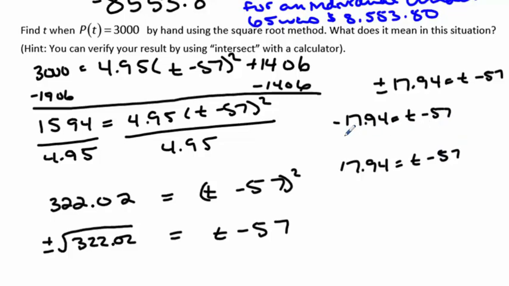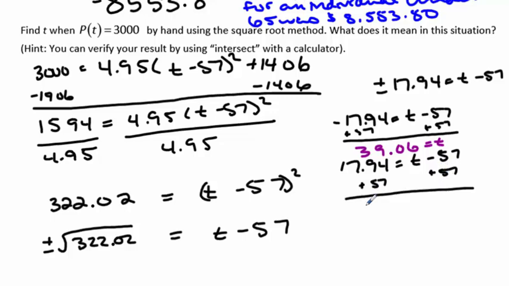When you add 57 to both sides, in the first one we get about 39.06 equals t, and in the second one we get about 74.94 equals t. So what do these mean? These are t values, and so these are the years. So these are years since 1900, so it's going to be 1939 and 1974. The poverty threshold was $3,000.